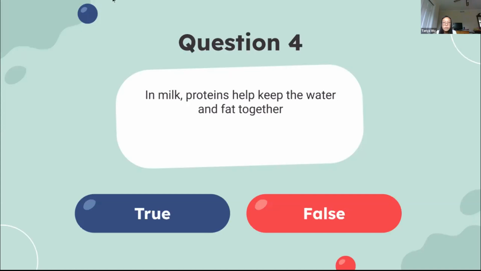This one is true. So milk is an emulsion where water and fat are usually immiscible. But in this case, they stay mixed because the emulsifier, which is the protein, connects the water and the fat together, so they don't separate. They can be friends in a way. So this one's true.